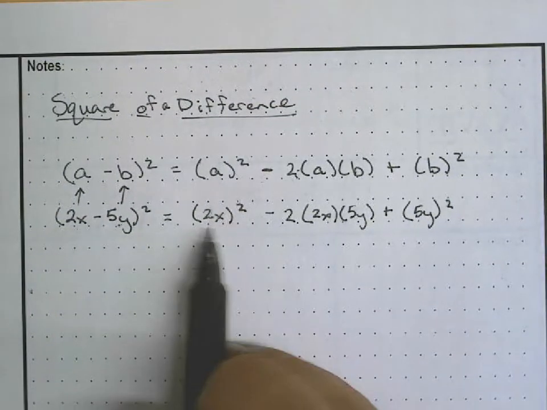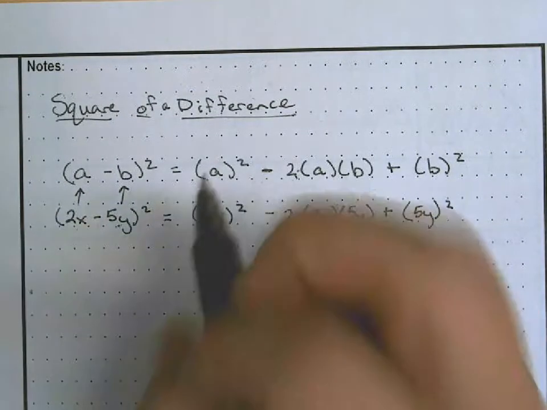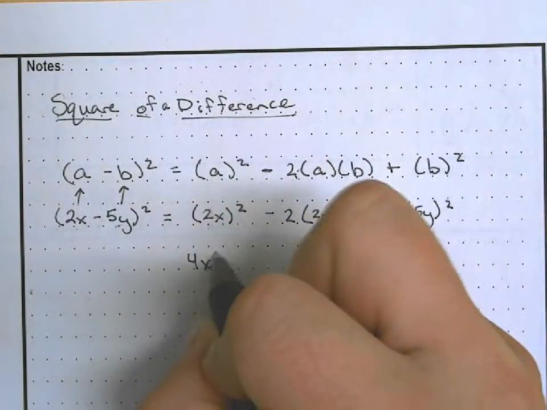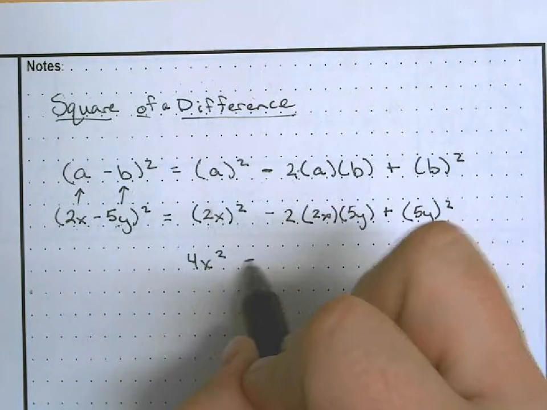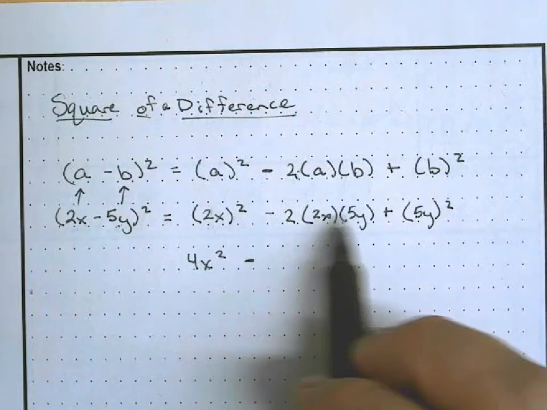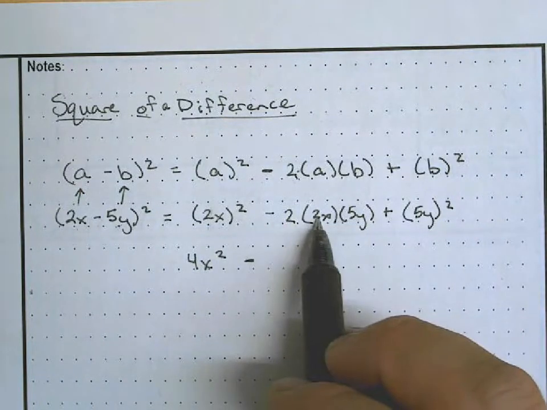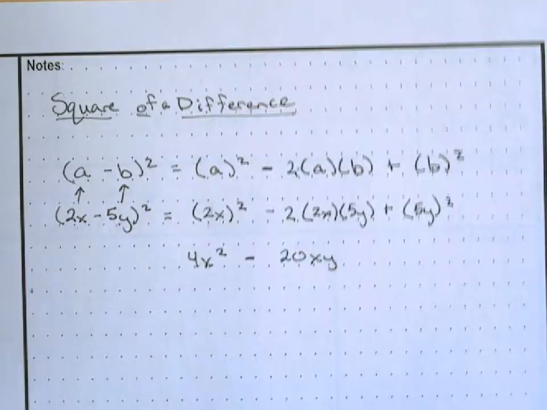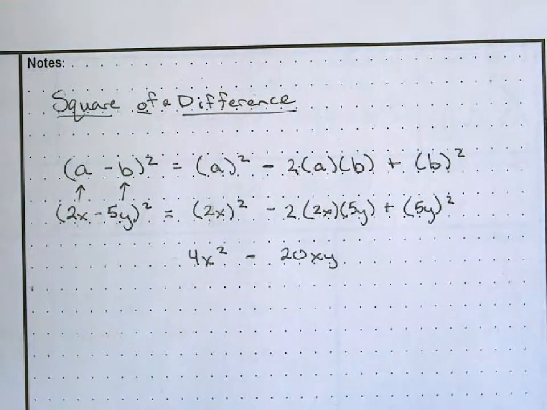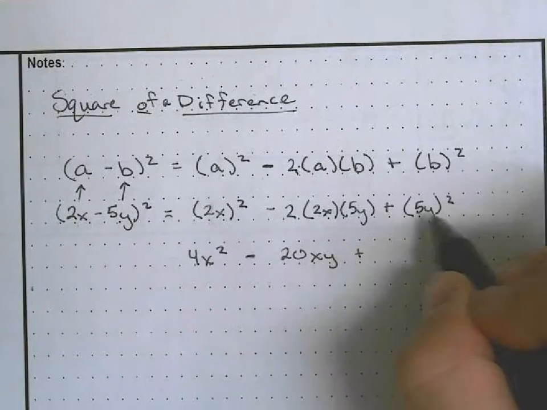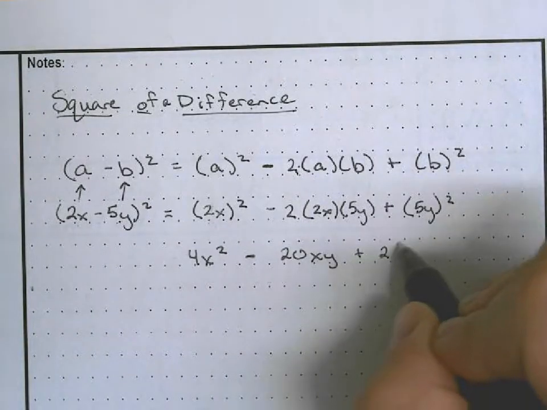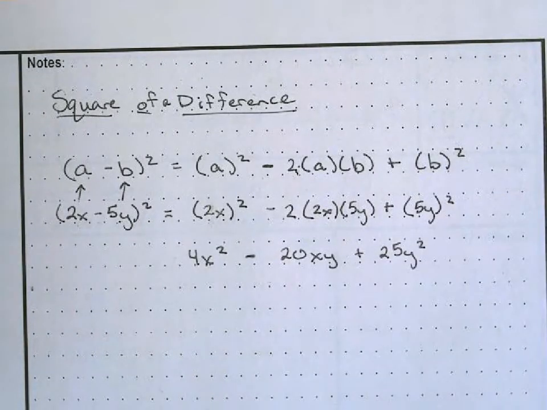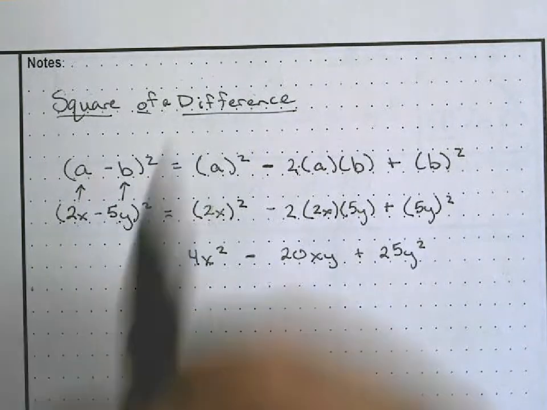And then we simplify. 2x squared is 2x times 2x. That would be 4x squared minus 2 times 2x times 5y. That's 2 times 2 is 4, times 5 is 20xy. And then I square the 5y squared, which would be 5y times 5y. So that's 25y squared. And we're done.